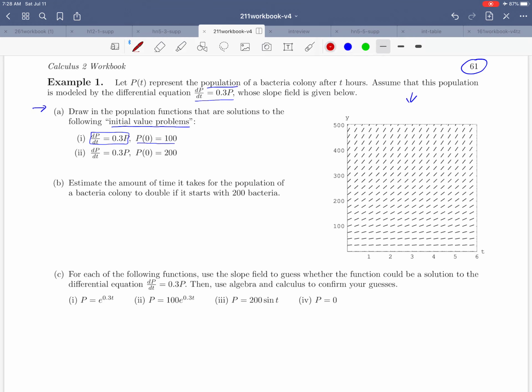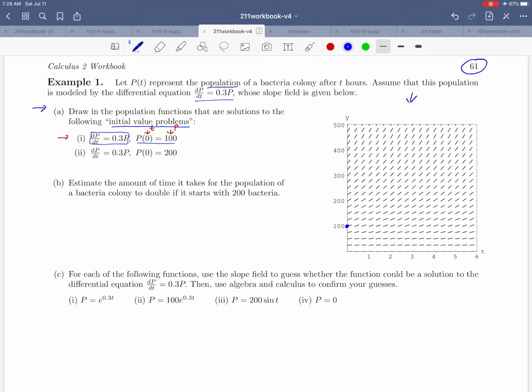So the 0 that you see here, that's a value of time, our input variable, and then 100, that's a value of population. So in number 1, they're basically telling us, assume that we start with a population of 100 bacteria. Okay, let's see if we can draw that curve in our slope field. So we need to first find the point (0, 100). Okay, that's going to be here.